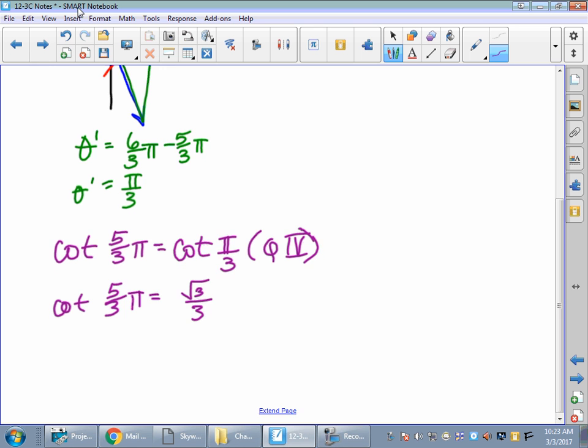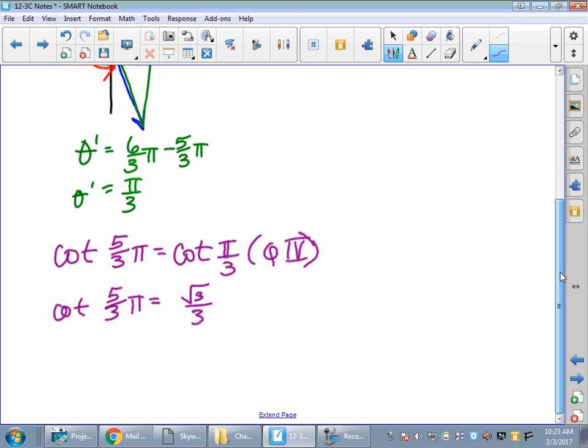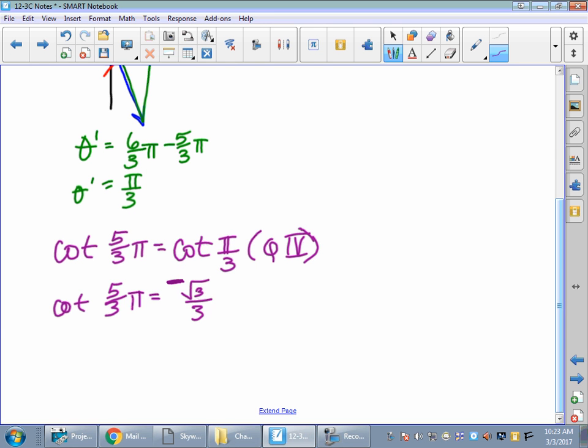Since I'm in the 4th quadrant, I'm going to label All Students Take Calculus. And the C in the 4th quadrant is telling me that cosine is positive. We are finding cotangent, so this is why this is negative. We force it to be negative. You have to do that every single time.